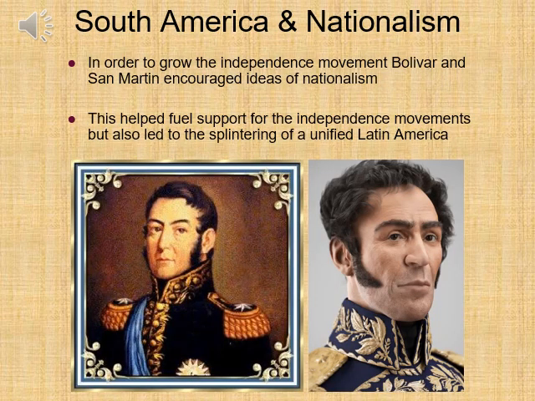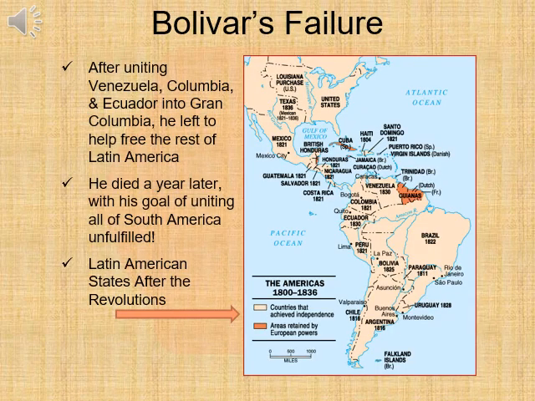countries. In order to grow the independence movement in Latin America and in South America overall, Bolivar and San Martin encouraged ideas of nationalism. This helped fuel support for the independence movements in each individual nation, but it also led to the splintering of a unified Latin America as each nation, like Venezuela and Argentina and Uruguay, Paraguay, Peru, Chile, each nation's citizens became more nationalized for their own country versus all of South America. After uniting the countries of Venezuela, Colombia, and Ecuador into Gran Colombia, he left to help free the rest of Latin America. Bolivar died a year later with his goal of uniting all of South America unfulfilled.